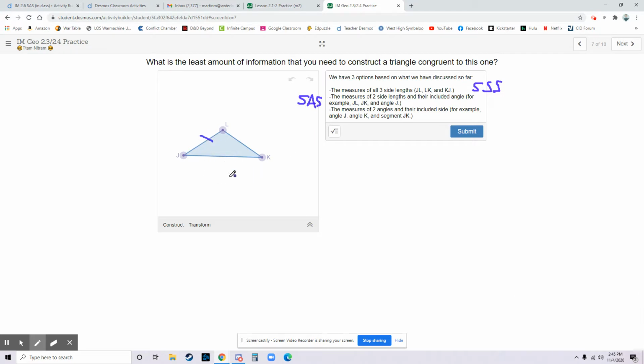If I knew JL and JK and angle J in the middle, then I could say that, if I had another triangle with the same 2 side lengths and the same angle in between, then they would have to be congruent. The other case that we've discussed a little bit would be something like this, 2 angles and their included side, angle side angle. If I knew the measure of angle J and the measure of angle K and the length of segment JK, well, then I could duplicate that in a second triangle and it would have to be congruent to this one.